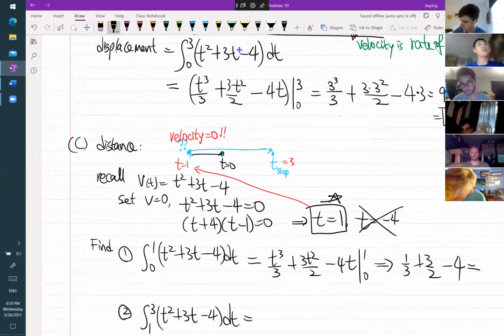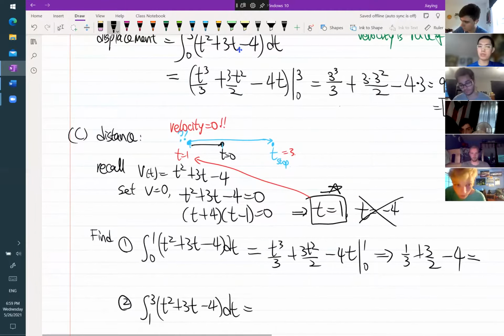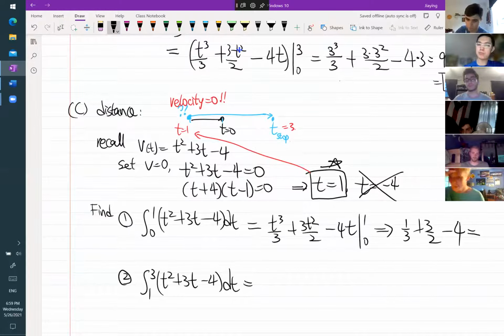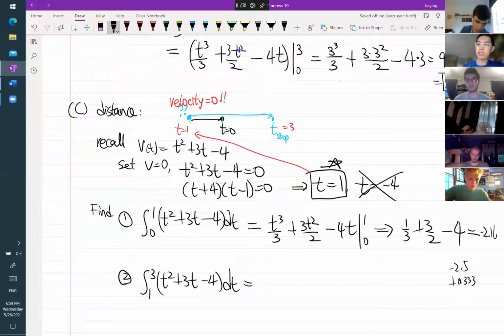I'm not sure what that number is. If someone can help me with the calculator, that'll be great. So that's 1.5, negative 2.5 minus 0.3, about negative... That's negative 2.167.